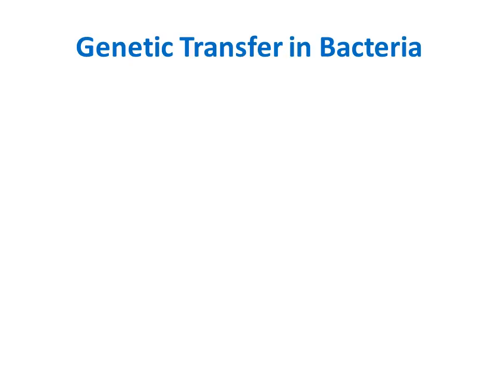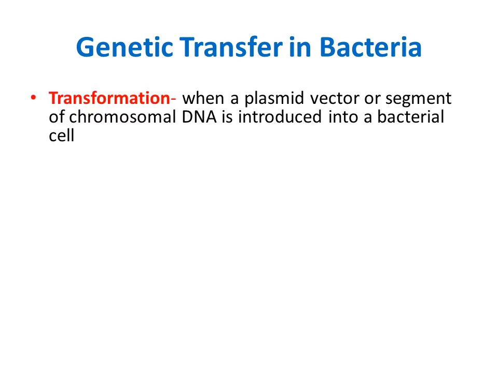Before we begin talking about plasmids, we need to highlight the ways that bacteria can transfer genetic information. The first mechanism by which bacteria can take up foreign DNA is in the process of transformation, and this is when a plasmid vector or a segment of chromosomal DNA is somehow introduced into a bacterial cell, and I will discuss this process further in a moment.